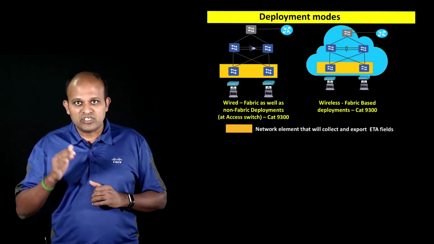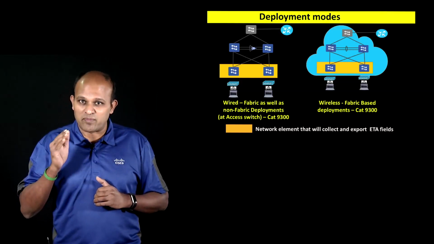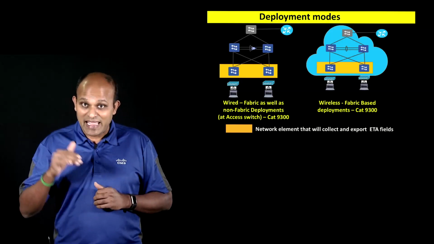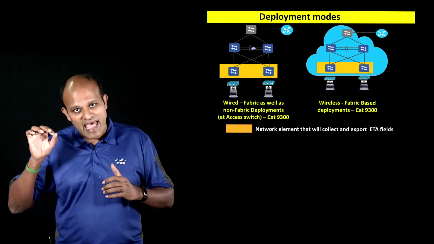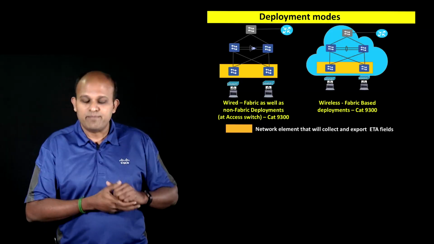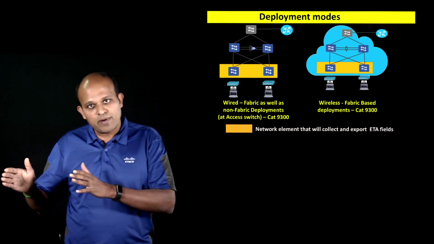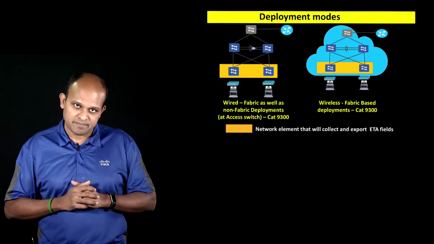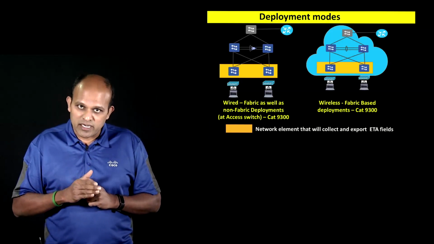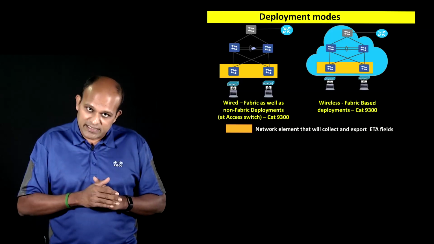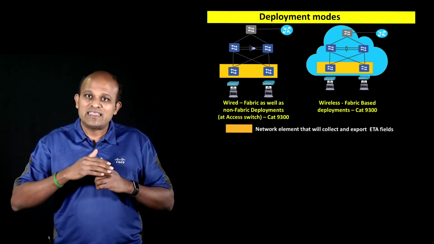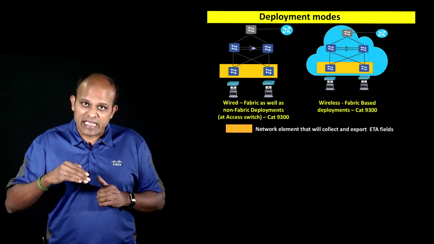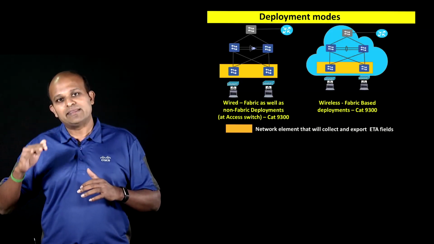One would be the traditional wired deployments, where the 9300 will be processing traffic from the endpoints that are connected directly to the ports on the 9300. In this case, we would have to enable ETA on the access ports that provide connectivity to the wired endpoints. And we also support a second deployment mode, and this is essentially the fabric-enabled wireless deployment for software-defined access fabrics. This would allow ETA to be supported for traffic originating from the wireless clients that are connected to the network via the access points, which are in turn connected to the 9300 switch. So in this particular case, ETA will have to be enabled on the VLANs that carry the traffic from and to the wireless client.